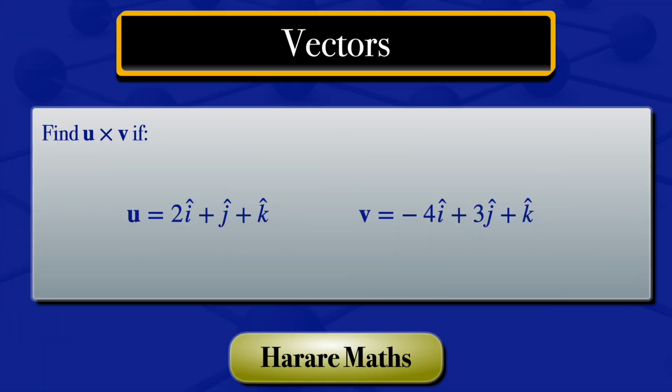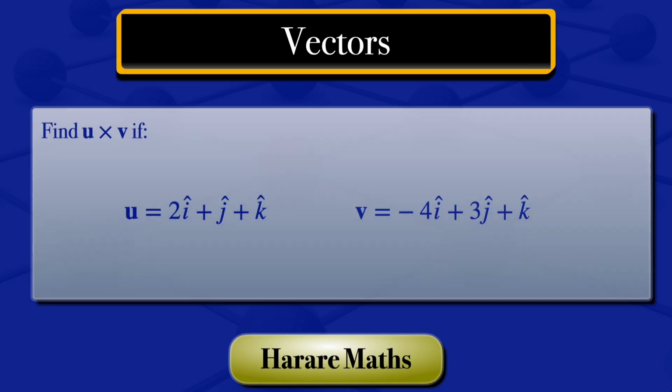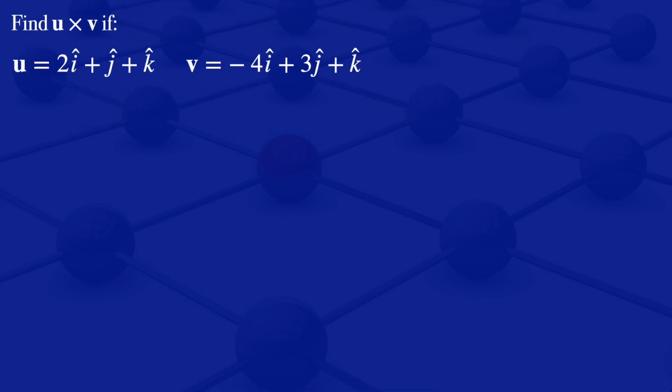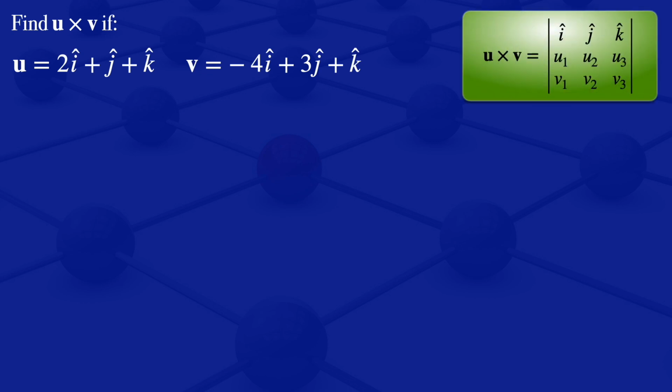In this video, I'm going to find the cross product of the vectors u and v. So we are given those two vectors there, u and v. I'm going to use the determinant. When we are using the determinant, the cross product of u and v is equal to the determinant of that 3 by 3 matrix there.